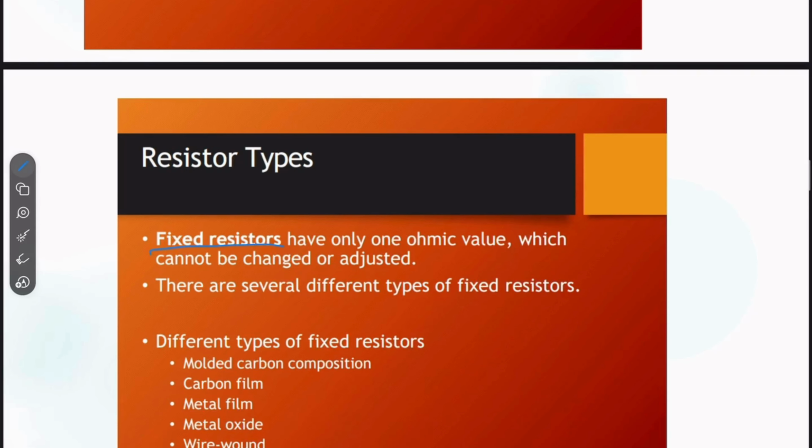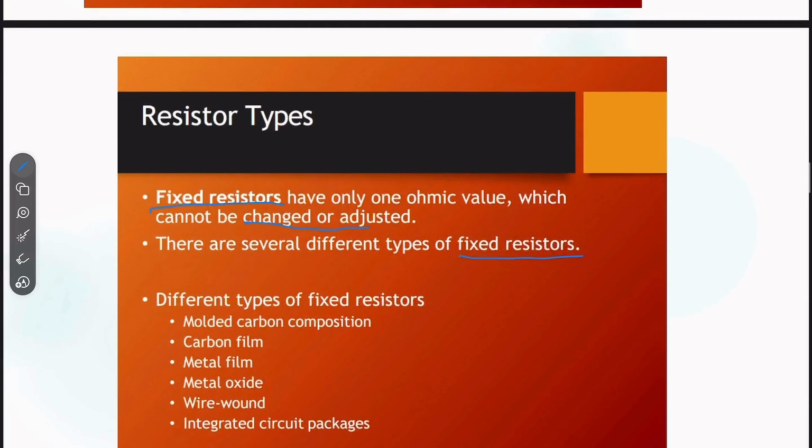Resistor types. Fixed resistors have only one ohmic value, which cannot be changed or adjusted. There are several different types of fixed resistors: molded carbon composition, carbon film, metal oxide, wire wound, and integrated circuit package.